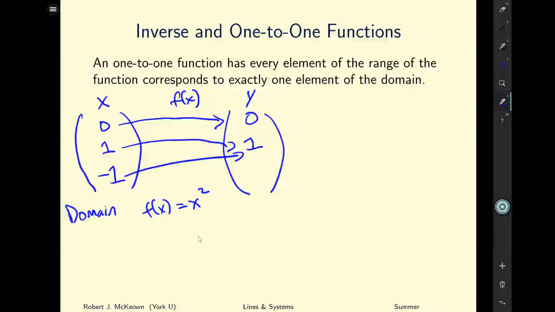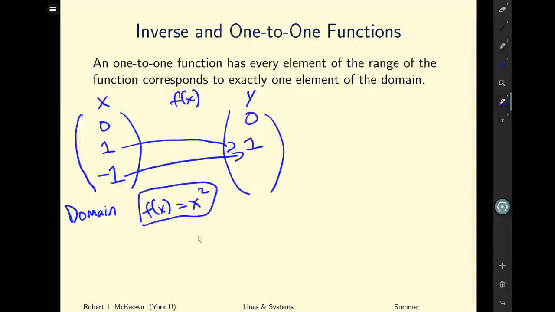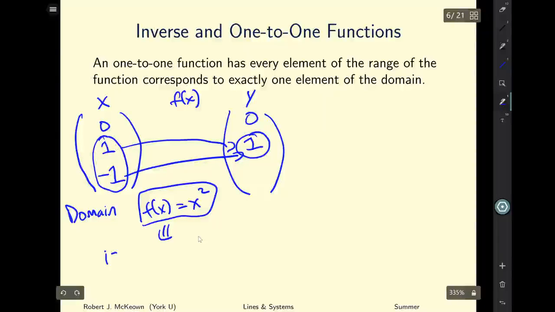There is a special kind of function, and it's called a one-to-one function. Now, when we had this previous example, we had a function that was equal to x squared. But you can see here that there's more than one x value. In fact, there are two that lead to one y value. So this is not a one-to-one function.